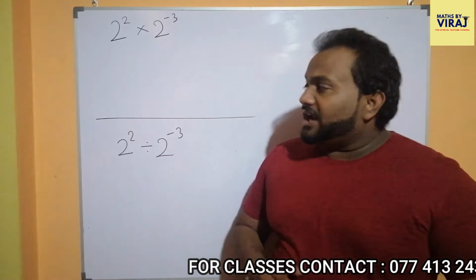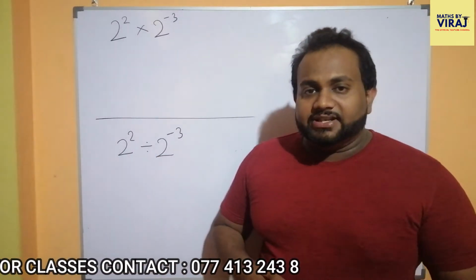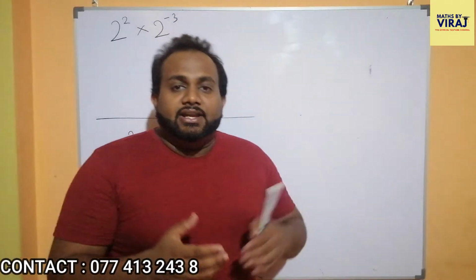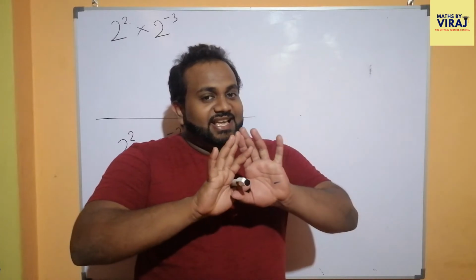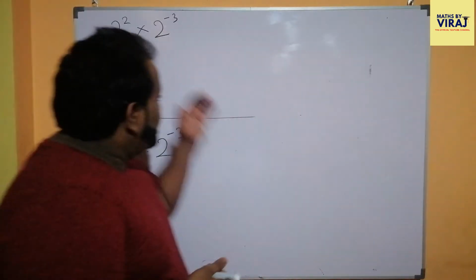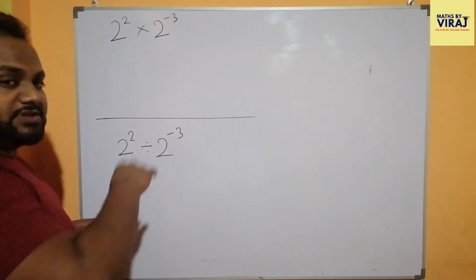Children, I have taken two sums where they have both the same indices and the same bases, but in one I have multiplication and in the other I have division. Now let's try to find whether there's any similarity or whether there's differences between the two sums. Let's try to figure this out in terms of indices.